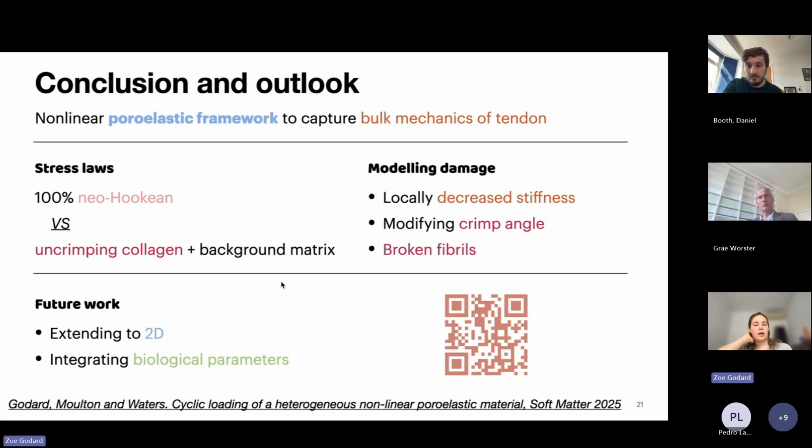And is something that we actually understand what that means. And then other future work is extending this into 2D. It would certainly be more interpretable, especially now that we have this cylinder of fibrils, and working towards integrating more biological parameters into the model.